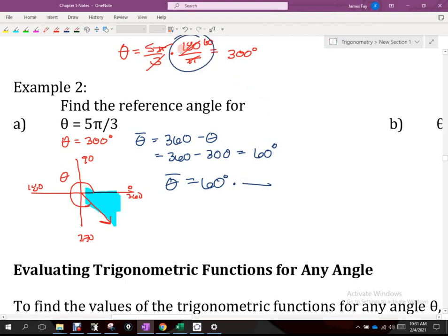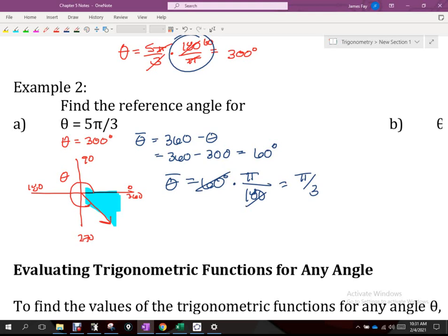So I basically just take that reciprocal and multiply again. 60 divided by 180 gives me 1/3, or 180 divided by 60 gives me 1/3. So you get pi over 3. So 5 pi over 3 as an angle theta produces a reference angle theta bar of pi over 3. Does that make sense? Okay.